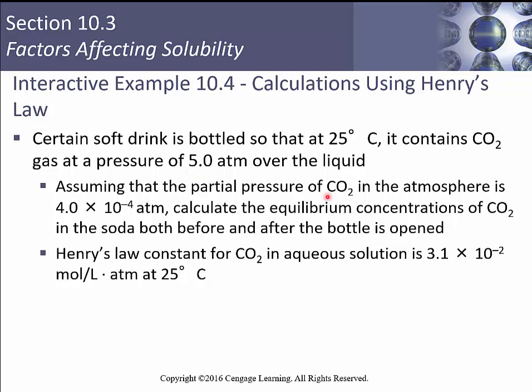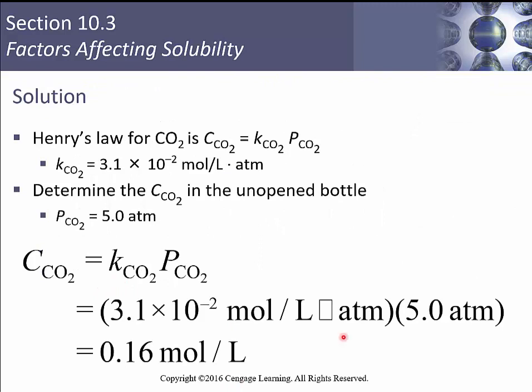Assuming the partial pressure of carbon dioxide in the atmosphere is 4 times 10 to the minus 4, this would be a number that they would give you. Calculate the equilibrium concentrations of CO2 in the soda both before and after the bottle is open. So we've got a two-step process. What is our concentration before? What is our concentration when that gas is allowed to escape and the pressure goes to 1 atmosphere and not 5? The Henry's law constant, that would be something they would give you. For CO2 in an aqueous solution it is 3.1 times 10 to the minus 2 moles per liter times atmosphere at 25 degrees C.